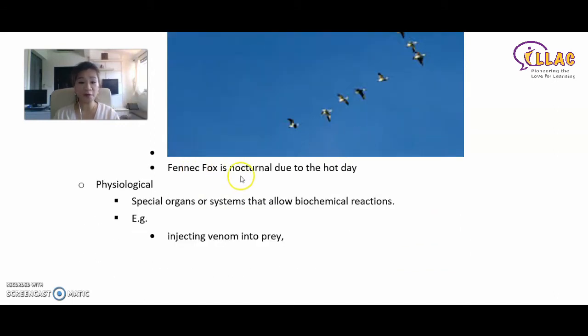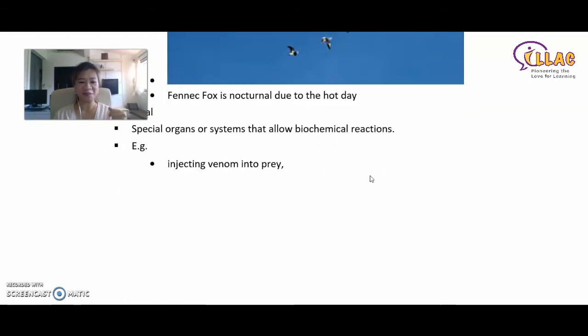So for example, the Fennec fox is nocturnal due to the hot day. Because in the desert it's very hot, they will sleep in the day and hunt at night, therefore they need very big eyes. The owls have very big eyes as well. Later I'll show you a picture.